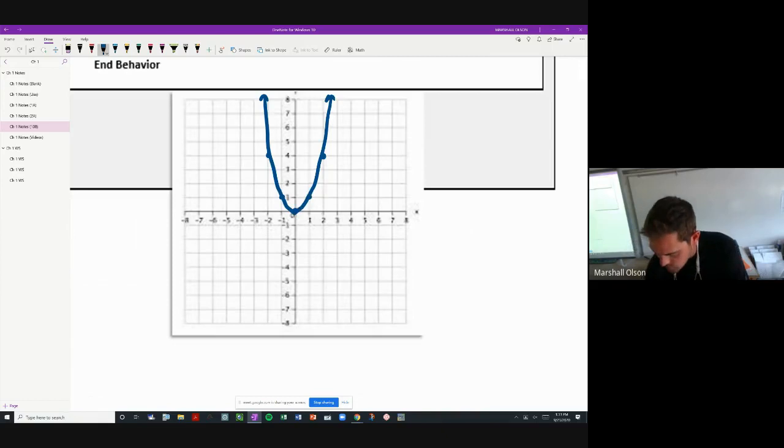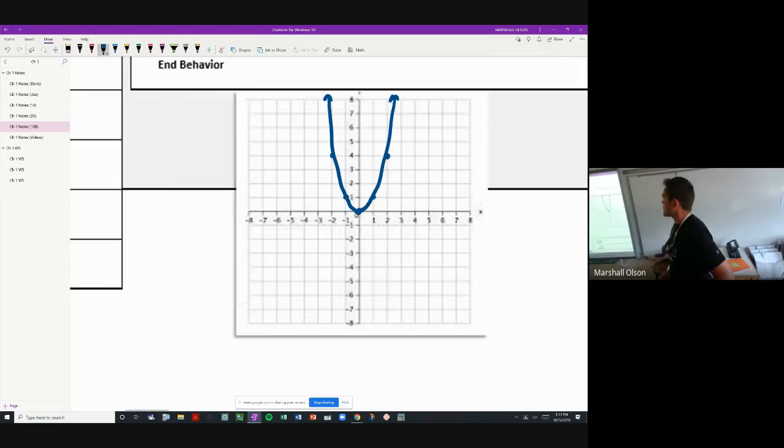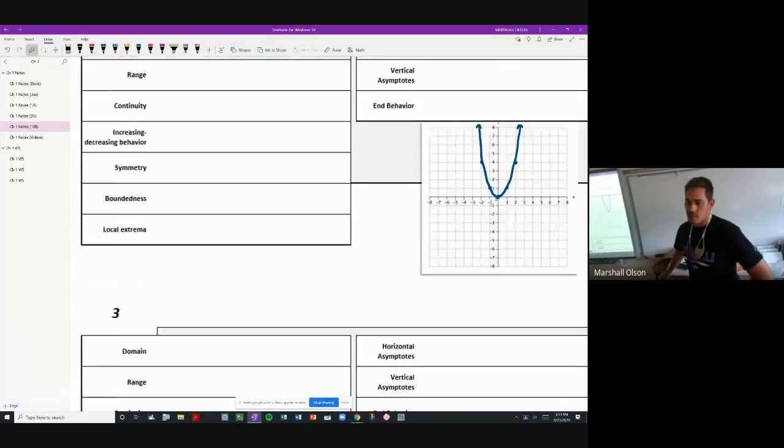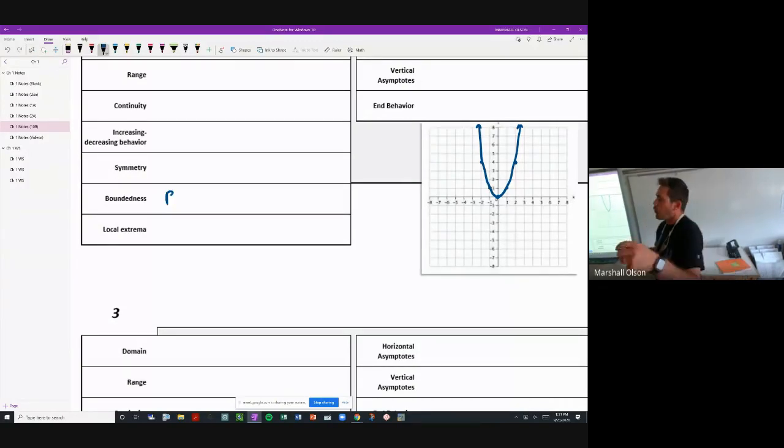So what's going to be different about this thing compared to the line? I know obviously it's a different function, but how about boundedness? Is this thing bounded at all? Yeah, bounded where? Below. It's bounded below. And you don't have to write why or where because you're about to do that in local extrema. It has a minimum, right?